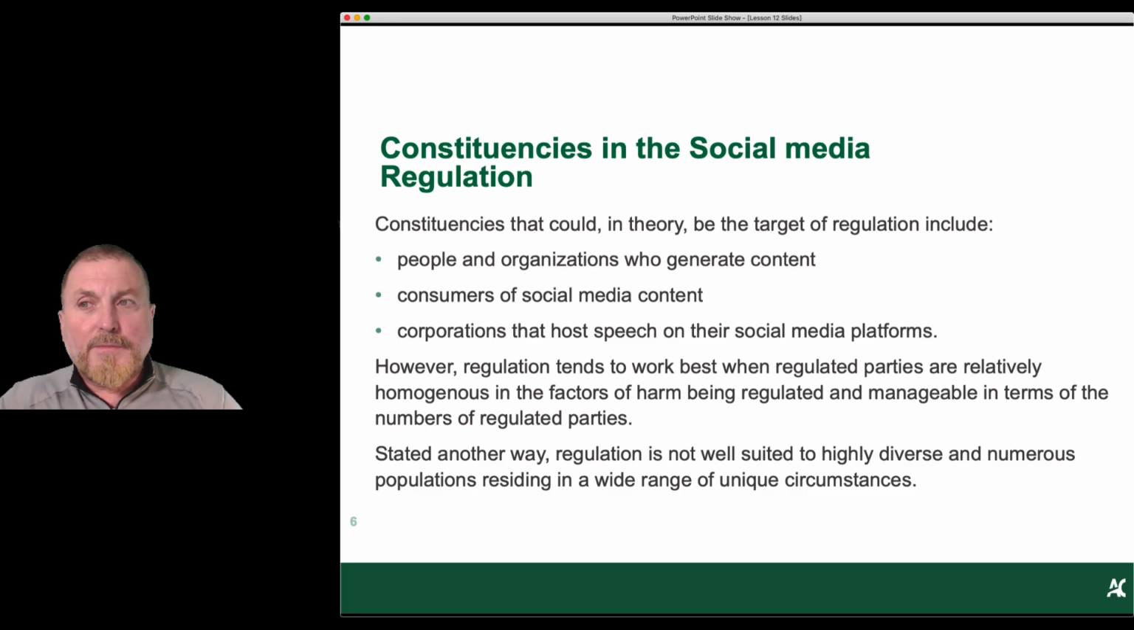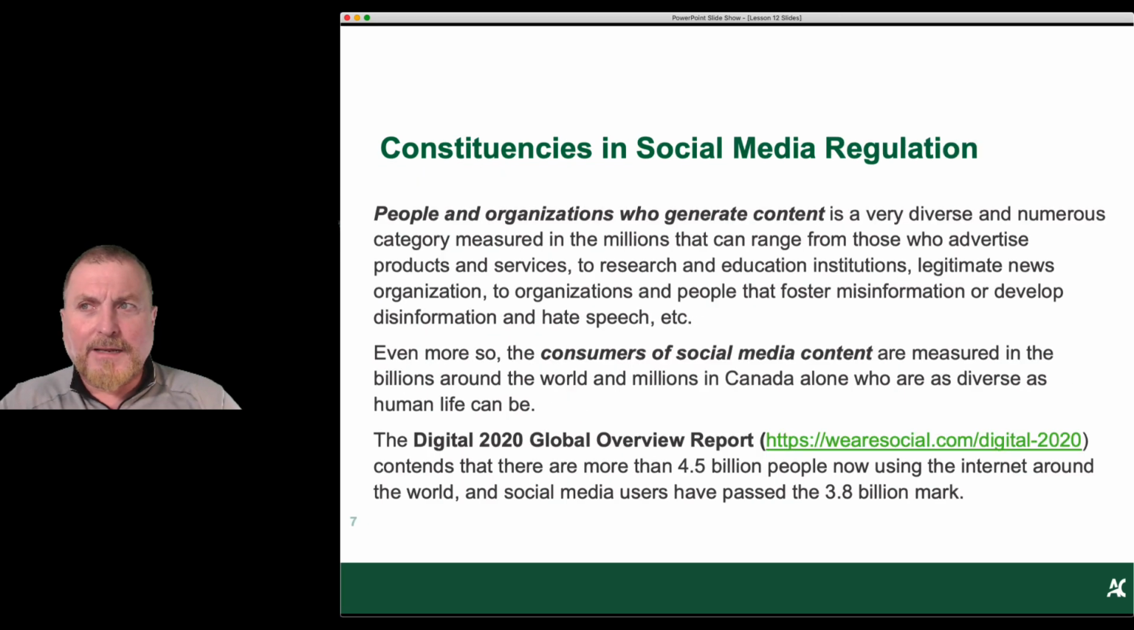But the important thing to remember is that regulation tends to work best when regulated parties are relatively homogeneous in the factors of harm being regulated and manageable in terms of the number of regulated parties. Regulations don't work that well when we're dealing with highly diverse and numerous populations residing in a wide range of unique circumstances, right? There are different policy approaches that are best used for that. Regulation is not the greatest for that, right?